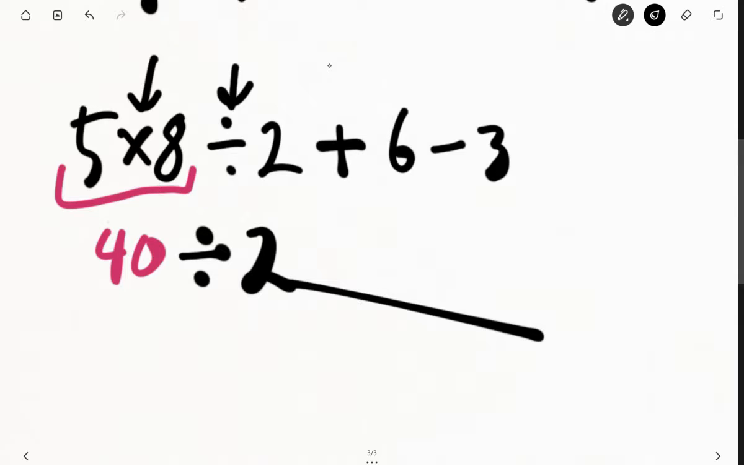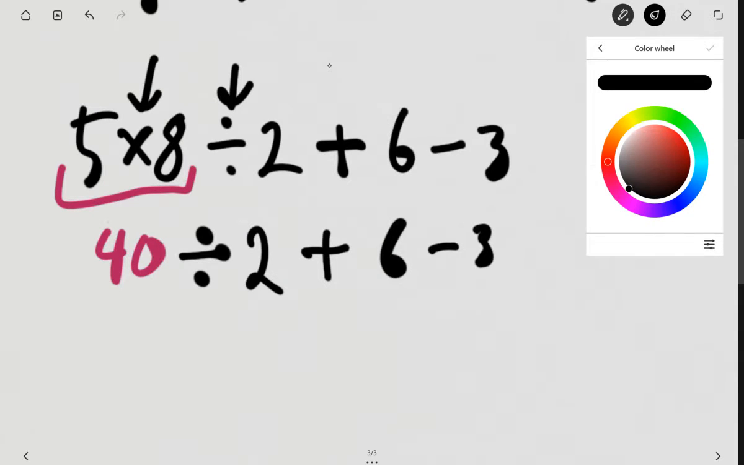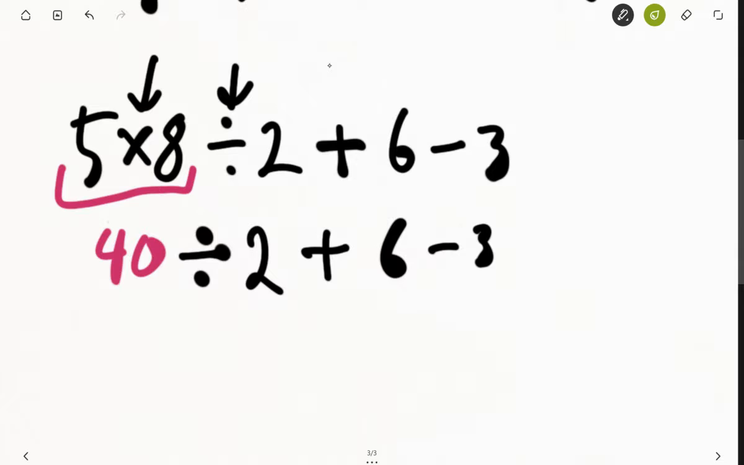Divided by 2. So now, if we do 40 divided by 2 as its own little separate problem, we're going to get 20. Let's try that in a different order.